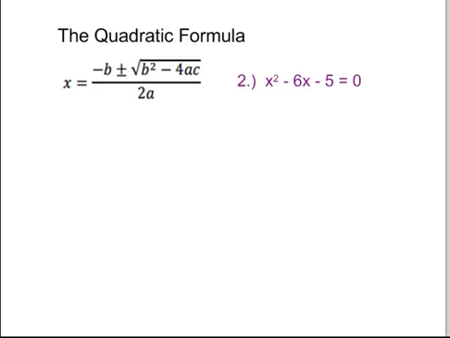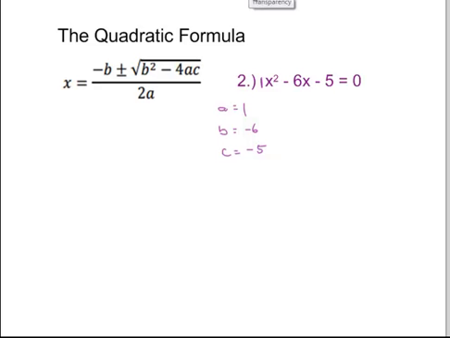Alright, quadratic formula part 2. Quadratic formula right here: x equals negative b plus or minus the square root of b squared minus 4ac, all over 2a. And you're going to get that a, b, and c from standard quadratic form. In this case, a is 1, b is negative 6, and c is negative 5. And we're just going to plug in.